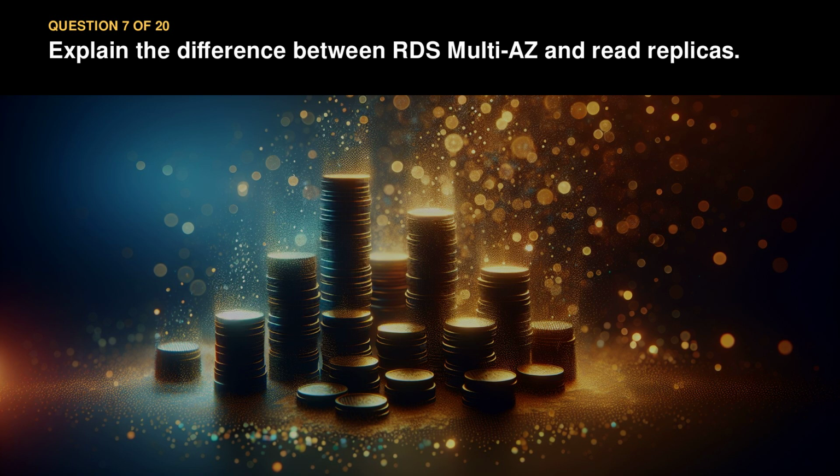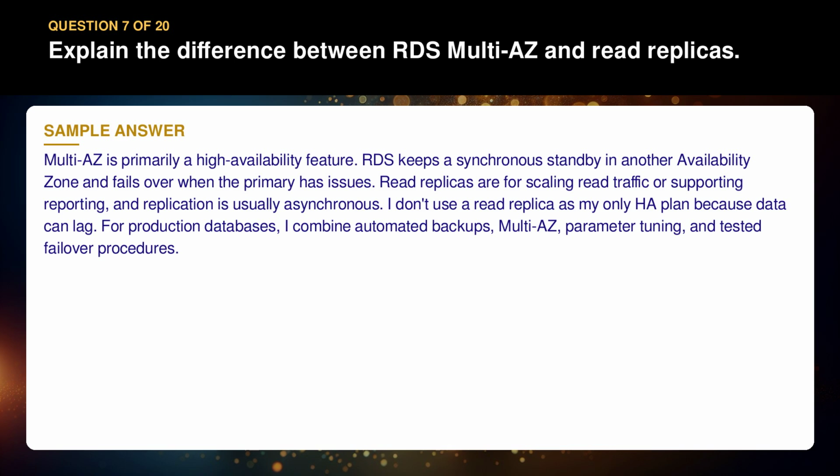Question 7. Explain the difference between RDS Multi-AZ and read replicas. Multi-AZ is primarily a high-availability feature. RDS keeps a synchronous standby in another availability zone and fails over when the primary has issues.